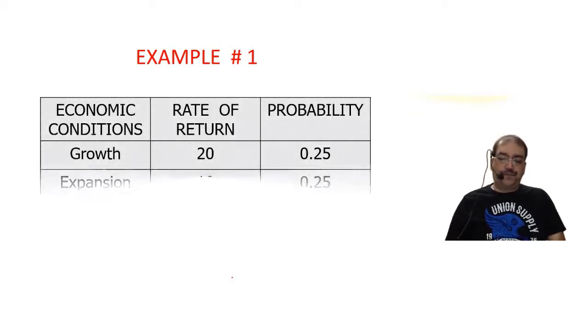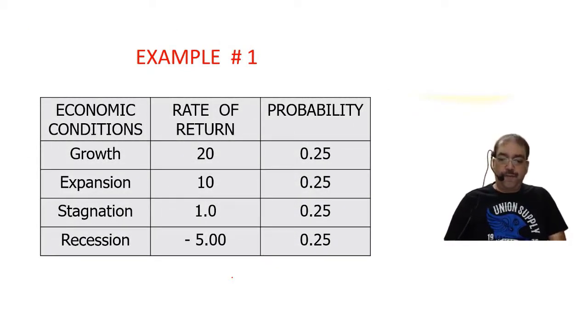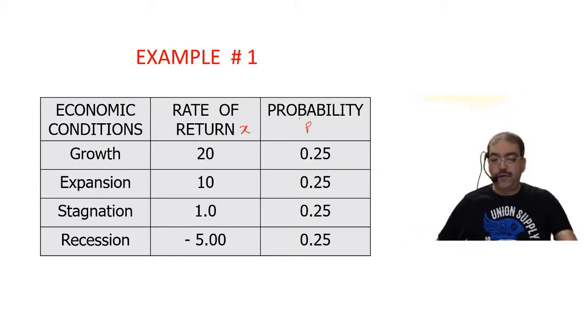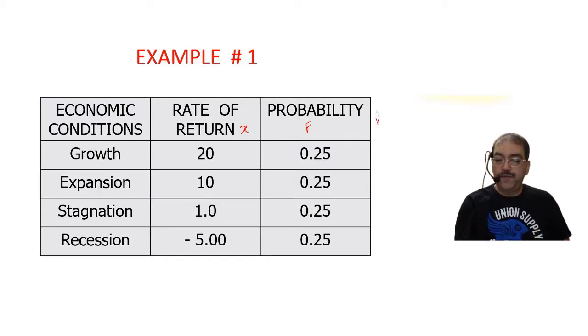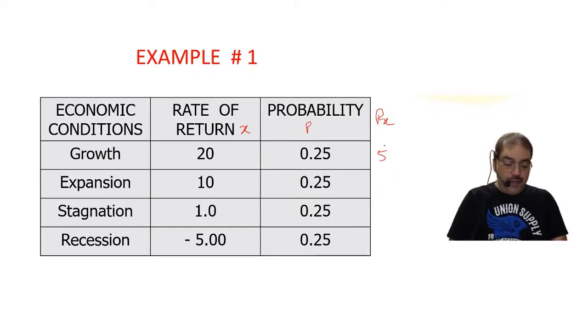Example 1. Suppose I give you this. Rate of return is x, this is p. Now let us calculate and see how much it comes to. We'll have a small column here, px. So 20 into 0.25 is giving me 5. 10 into 0.25 is giving me 2.5. 1 into 0.25 is 0.25, and minus 5 into 0.25 is minus 1.88.